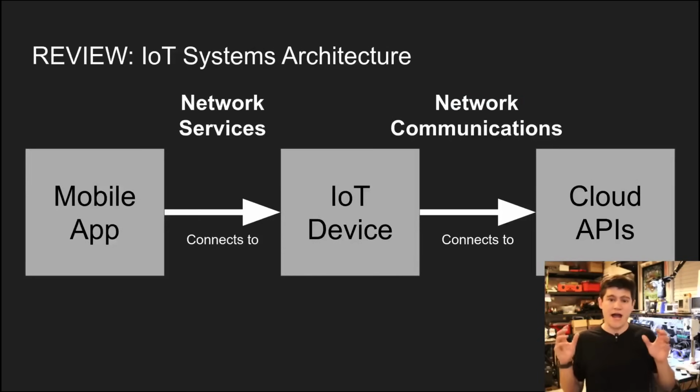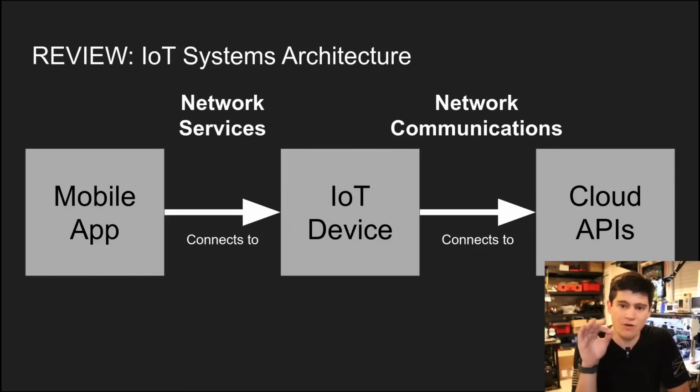That being said, I want to go back. A few videos ago, we looked at this architecture diagram to talk about the differences between network services and network communications and how we broke those topics down in this guide. So today, what I want to hone in on is a part of this diagram that we glossed over last time, and that's this communication between the mobile application and the IoT device.